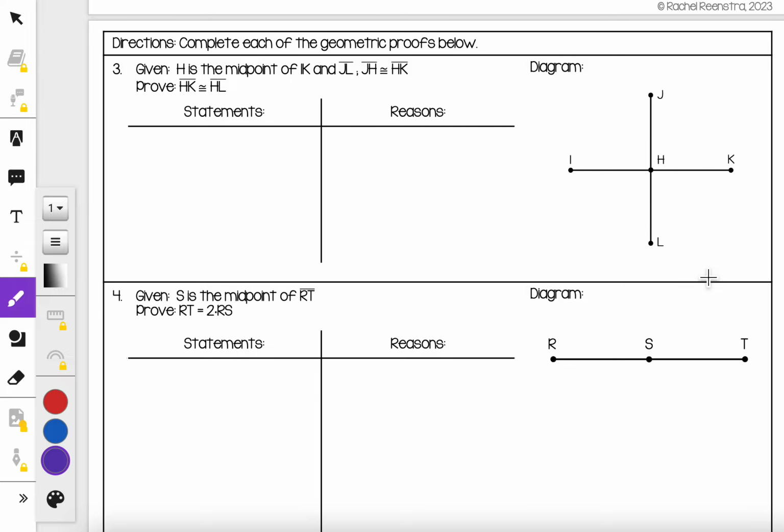Okay. Now, on the back, like I said, we're going to do from start to finish our statements and reasons. For number 3, I'm given that H is the midpoint of segment IK and segment JL, and that segment JH is congruent to segment HK. So I'm going to mark those off in my diagram. Segment JH is congruent to segment HK. And list my given information.